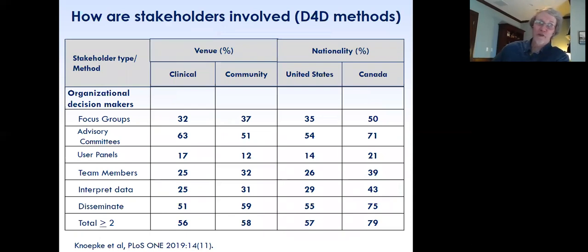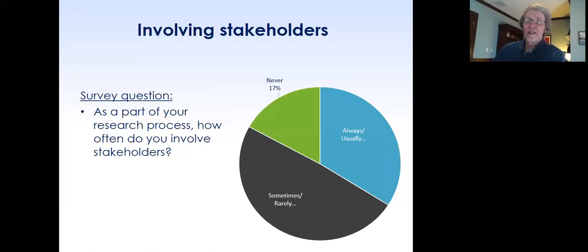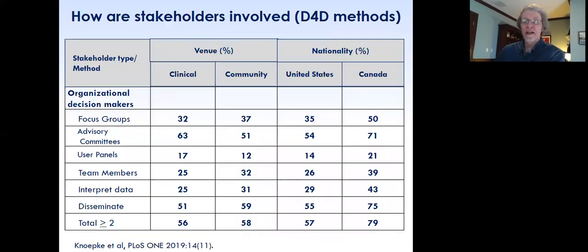Okay, so what methods are being used? In other words, from this slide, if I'm working on the always, usually, sometimes, rarely side of things, how am I doing that? And down the left-hand side, you see a set of 6 ways that we can more involve practitioners, decision makers in clinical and public health practice in D4D activities. And you see focus groups, advisory committees, user panels, making them team members on the studies, asking them to help interpret data, and asking them to help us actively disseminate data.